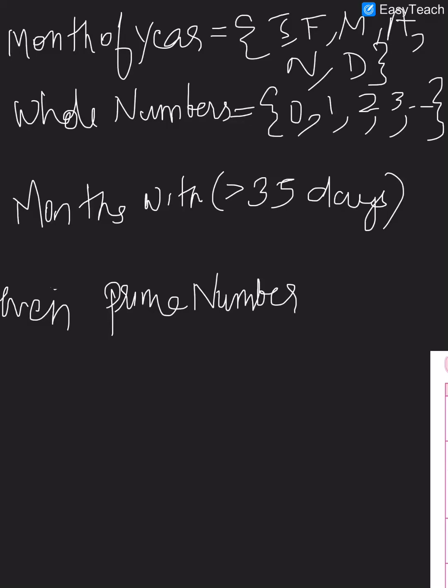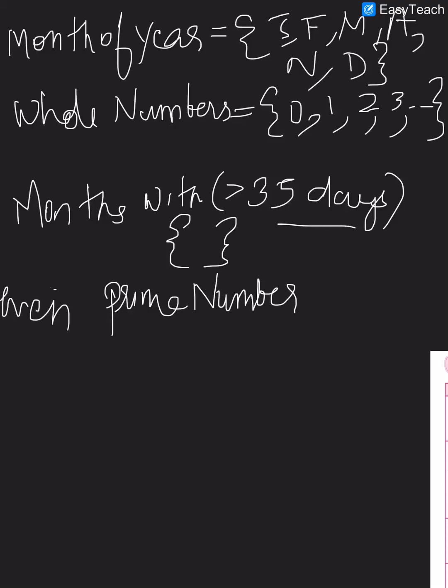Next is months with number of days greater than 35 days. The maximum number of days in a month is 31, so it cannot exceed that. So this set will not contain any elements. How will we write it? We will write it simply as this.